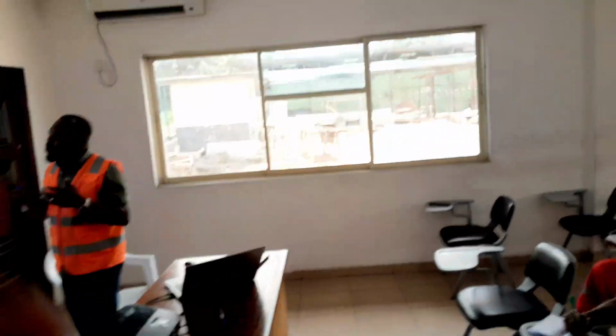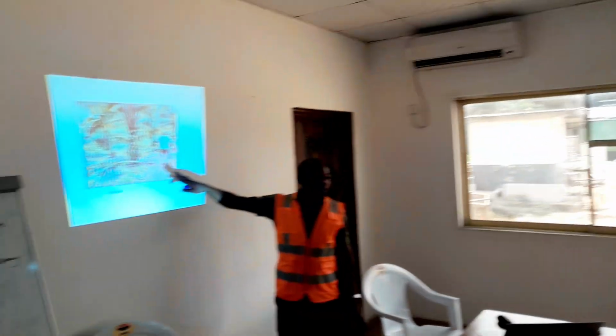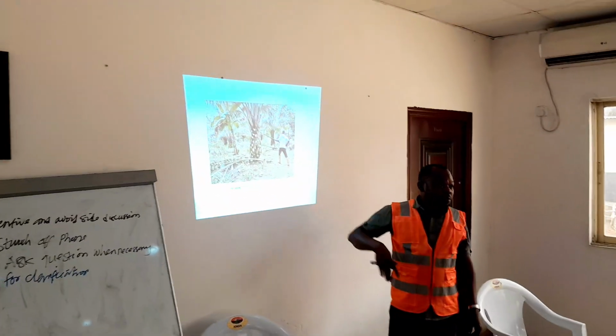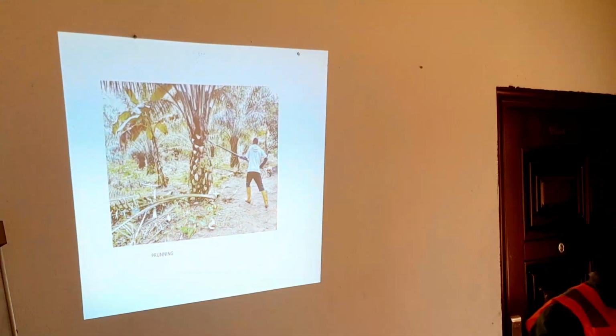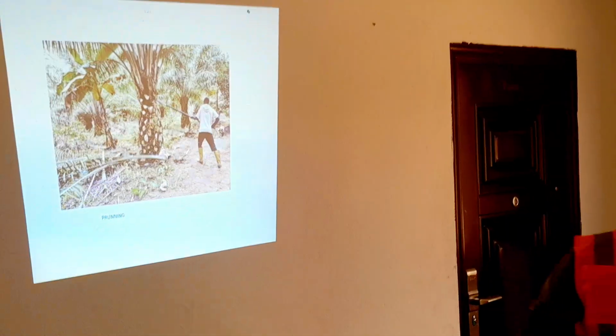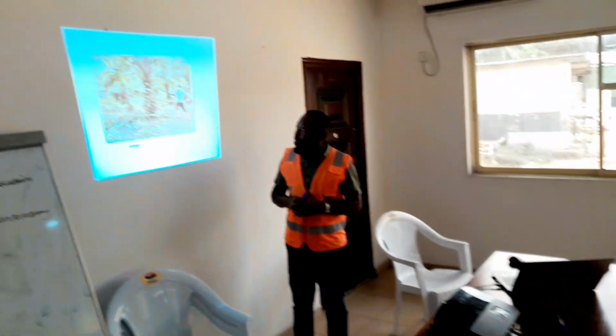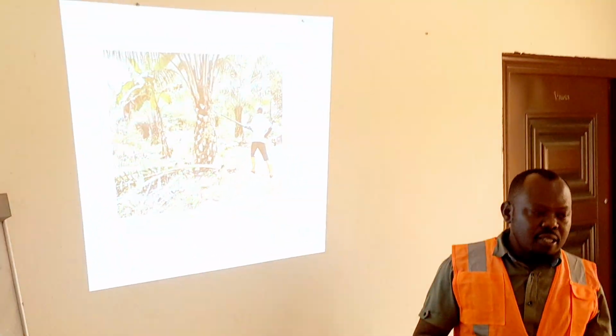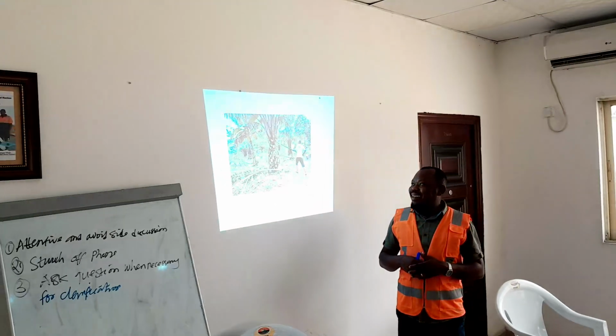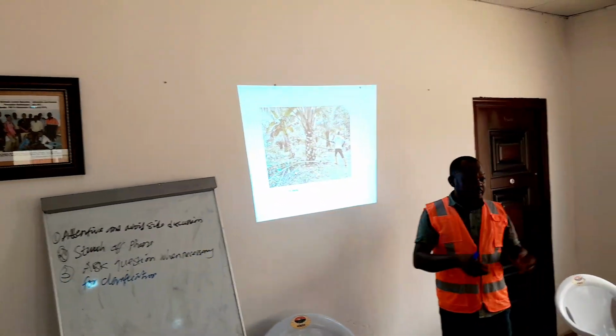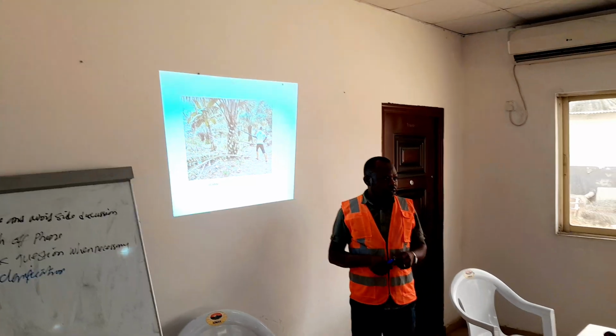Then we are also talking about other good practices. This is pruning. Pruning is a good practice. We said we should remove all the dead fronds. Now this is the method used in removing the dead fronds from the palm. When you prune, your field will be very clean, and you can harvest very well. You need to remove diseases, it will remove all the dead fronds, and then when you want to harvest, you will not spend too much time removing the bunches.